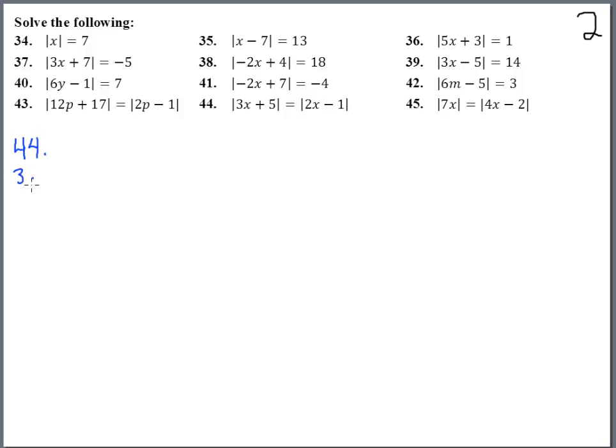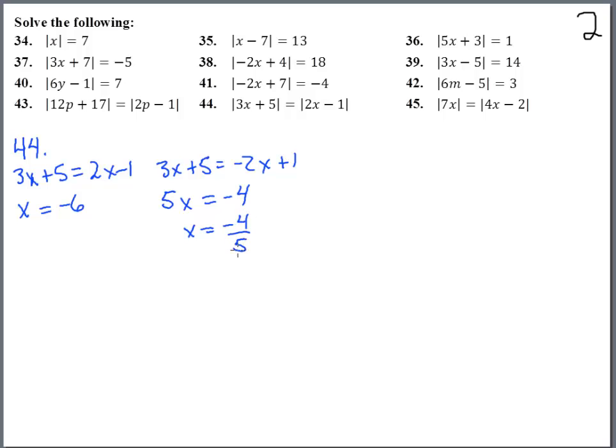We'll break it up into 3x plus 5 equals 2x minus 1. And 3x plus 5 equals a negative 2x plus 1. Again, taking one of them and turning them opposite for the second equation. If we subtract 2x over here, we get x. Subtract 5 over there, we get negative 6. Over here, we can add 2x and subtract 5, divide by 5, and we get negative 4/5.